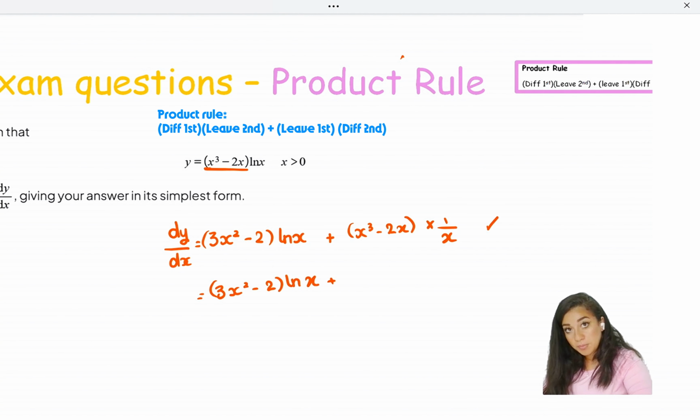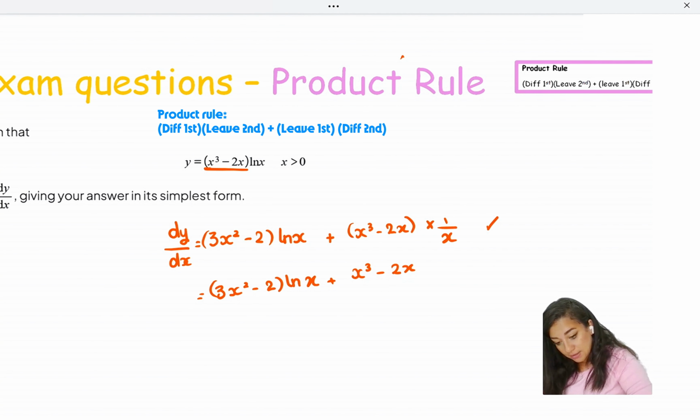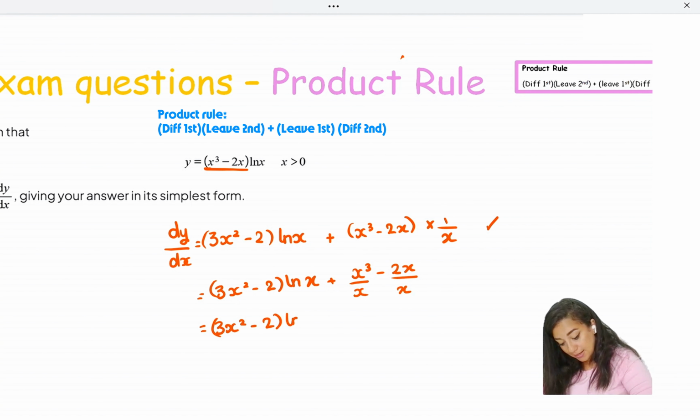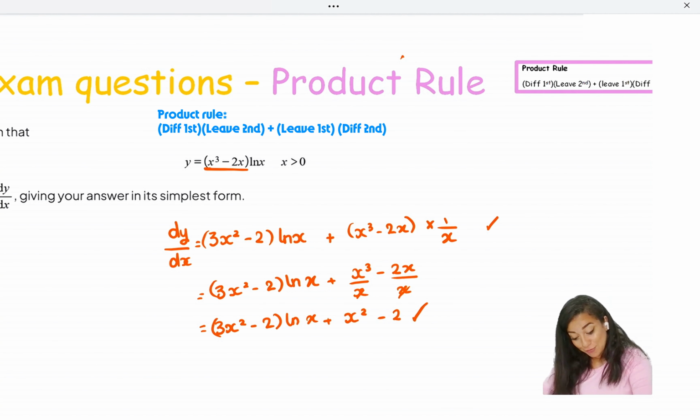And then if I'm multiplying by 1 over x, I'm dividing everything by x. Okay, I'll do the long way just in case people aren't too sure about that. So it's the same as having x cubed minus 2x over x. And then I can just write each term divided by x. So it would look like this. It's the same as saying x cubed over x minus 2x over x. And then we can simplify that a bit more. So you get 3x squared minus 2 brackets ln x plus, one of these cancels with these. So I end up with x squared minus, one of these cancels with that, minus 2. That's it. Really lovely and really simple.